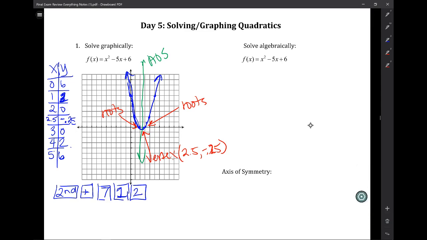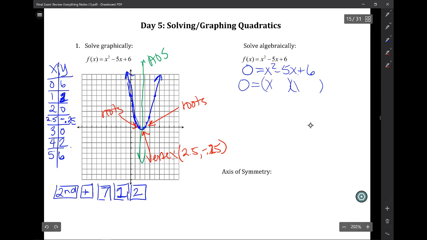Solving algebraically is when you take the equation and set it equal to 0, and we learned 3 different ways to solve a quadratic equation. The first one is factor t-charting, which you should always try. If it's not factorable, then you've learned 2 other ways, completing the square and the quadratic formula. This one, I would not complete the square because the middle number is odd.